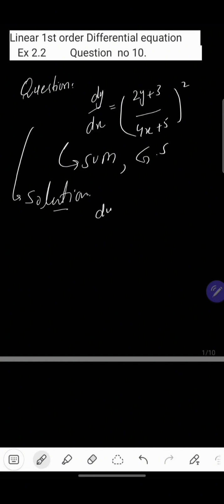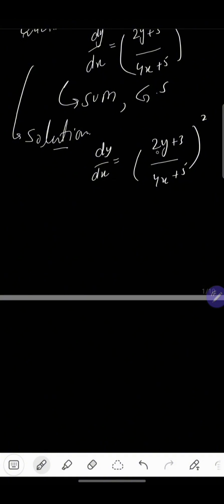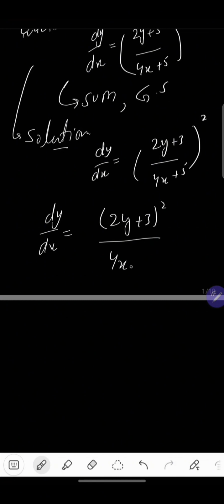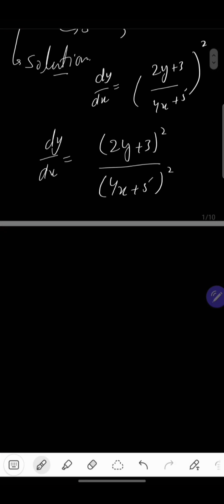The question is dy divided by dx is equal to (2y plus 3) divided by (4x plus 5), whole square. In the first step, we will apply the power on the numerator and the denominator separately: dy divided by dx is equal to (2y plus 3) whole square over (4x plus 5) whole square. Now as we are solving this equation by the separable variable method, we will separate these terms from each other.